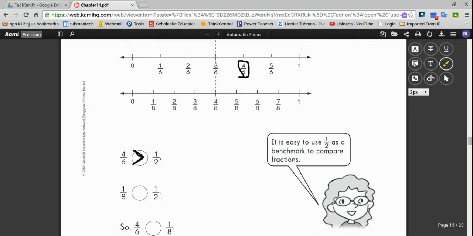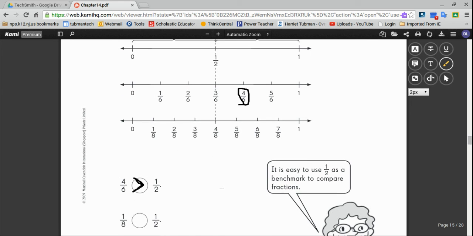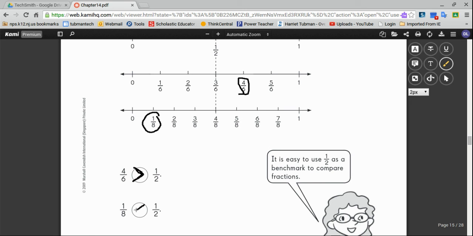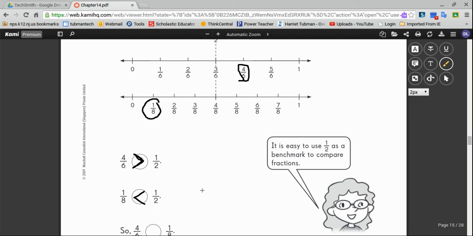All right. Number 2, 1/8. So let's look at 1/8. Well, 1/8 is over here. And that's less than 1/2. So we want the less sign.